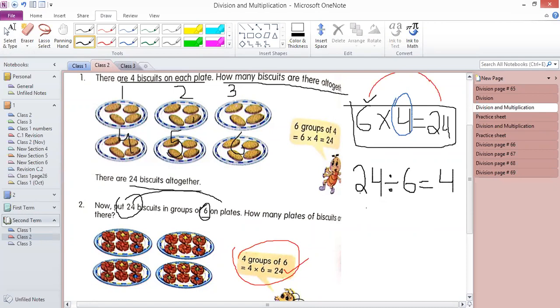Same here, if you divide 24 by 4, look, now you are dividing 24 by 4. So what is the next number? 6. So 6 will be your answer.